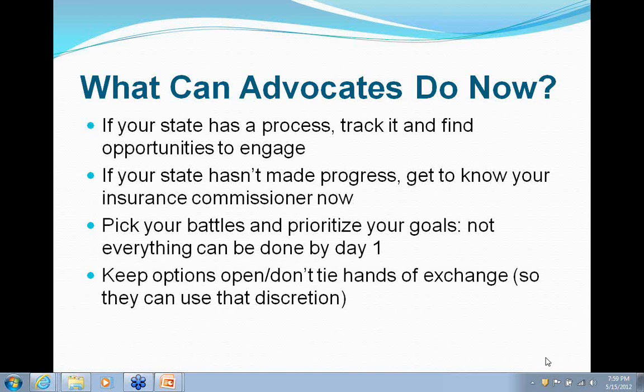And then I would also recommend that you keep your options open and don't tie the hands of the exchange. This goes back to that notion that the exchange has certain requirements they have to meet in certifying plans, but then there's that catch-all responsibility to act in the interests of consumers. There have been some political battles in some states where this active purchaser name has gotten such a bad rap that some legislation has said the exchange cannot be an active purchaser, and that's a lost opportunity.